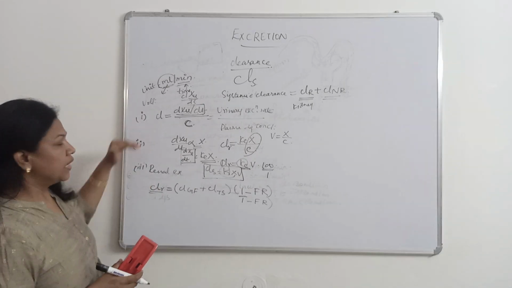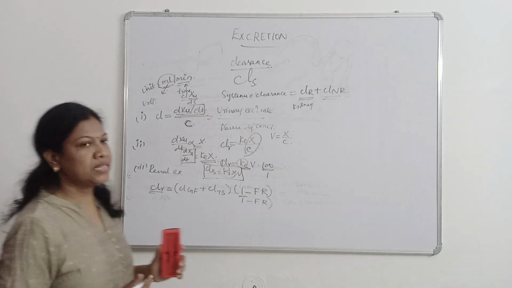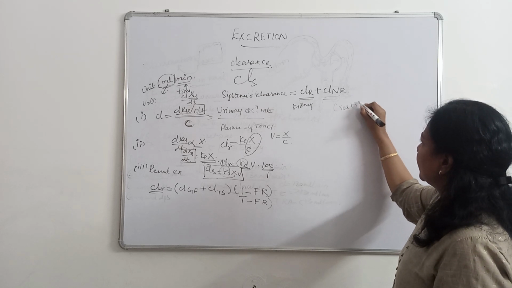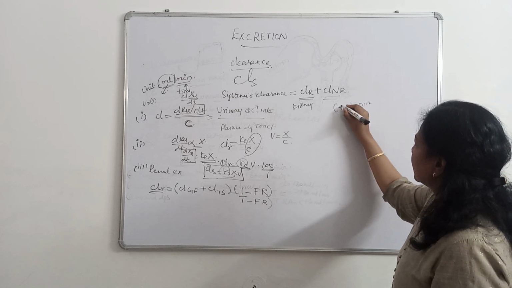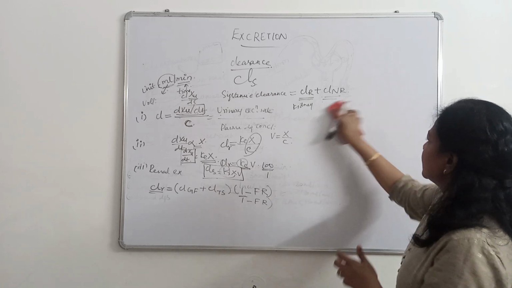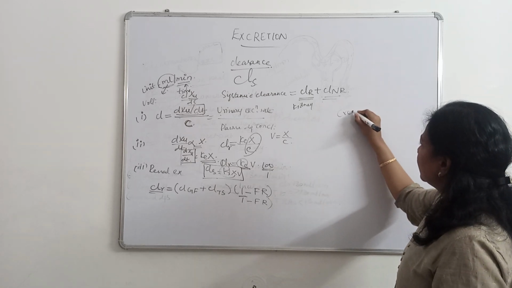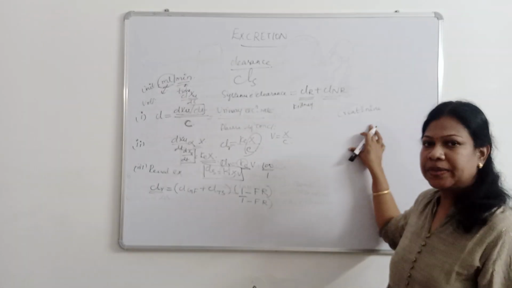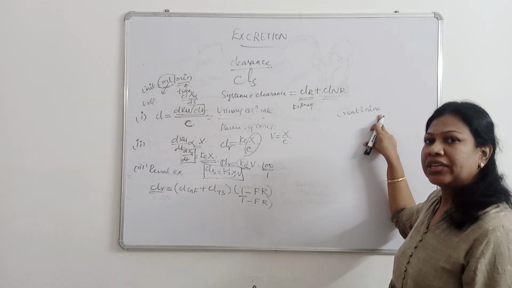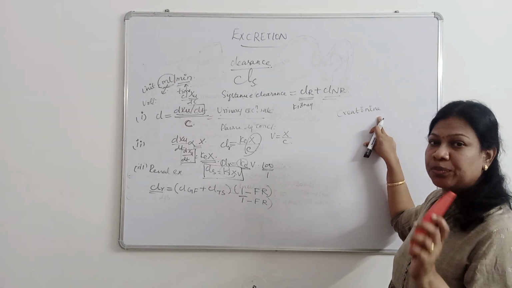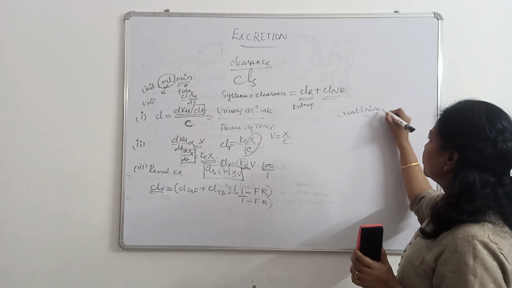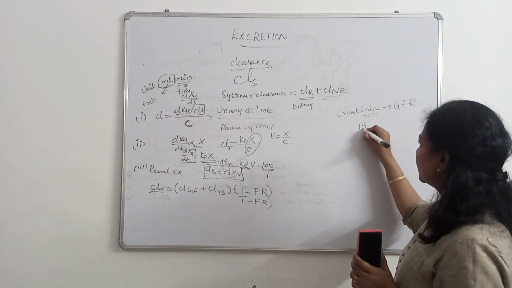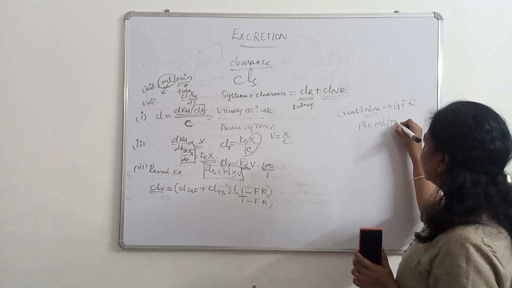So clearance can be defined in 3 methods. I already said creatinine clearance. The endogenous substance creatinine is used. Creatinine is an endogenous substance which is cleared through the kidney, especially excreted through the kidney, and it has no plasma protein binding. That's why it can be used to determine the glomerular filtration rate. How much is the glomerular filtration rate? It is about 130 ml per minute.